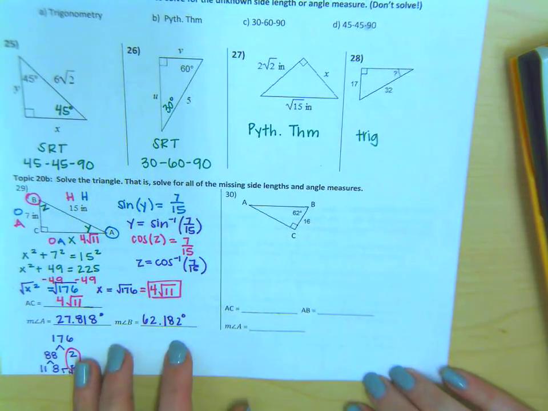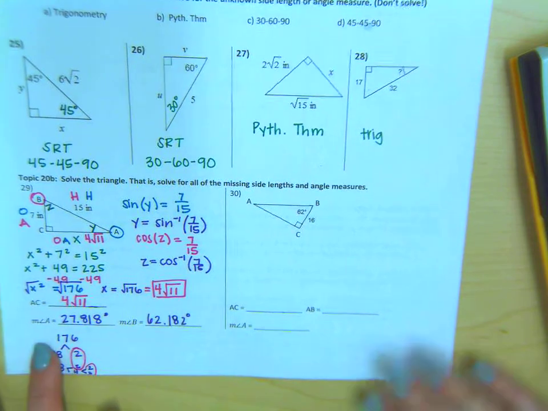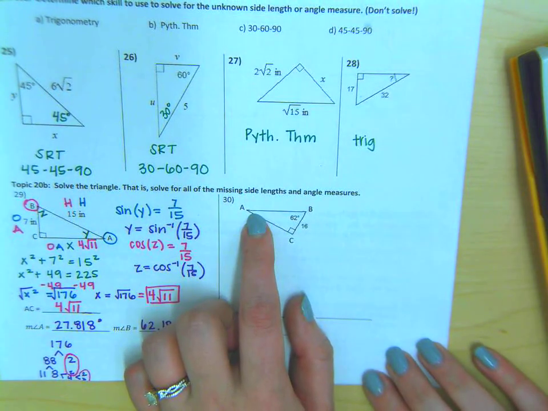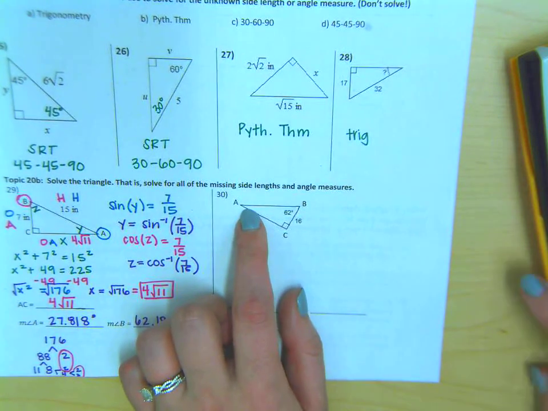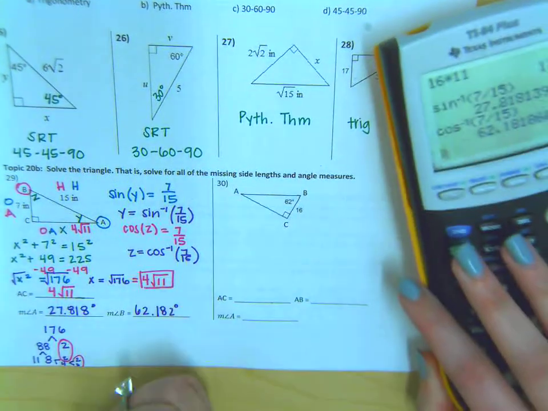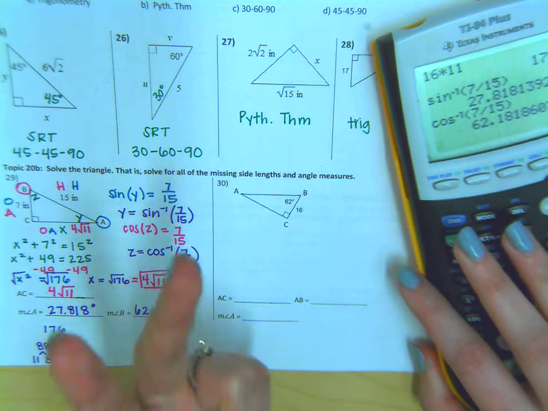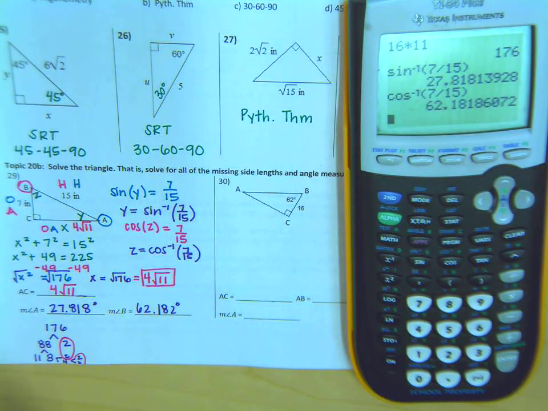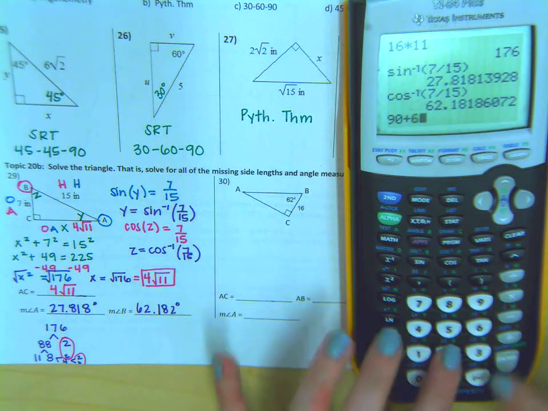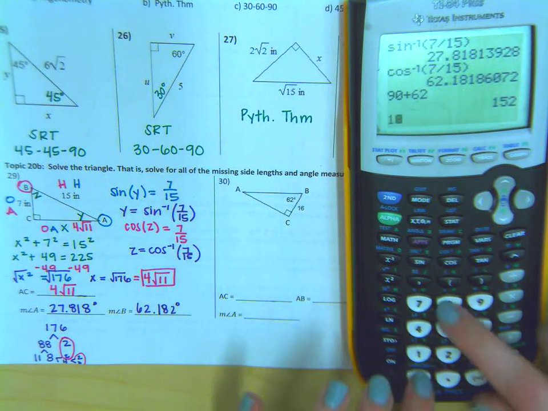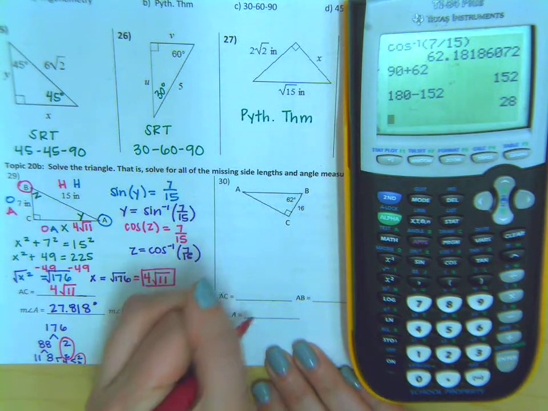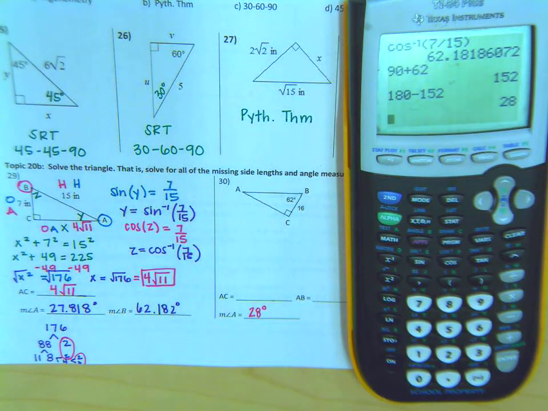The next one we're going to look at, it looks like we're missing some more. The measure of angle A shouldn't be too difficult. We don't need to use Pythagorean Theorem, special right triangles, or trig to solve this one. We know that all of the angles in a triangle add to 180. We have 90 and 62, so we just have to subtract their sum from 180. So the measure of angle A is going to equal 28 degrees.